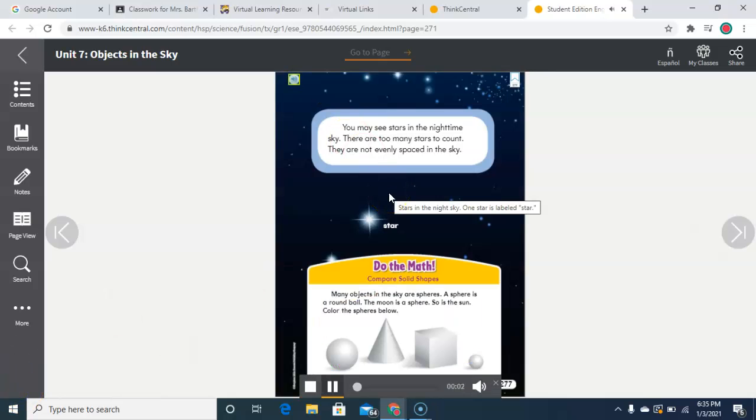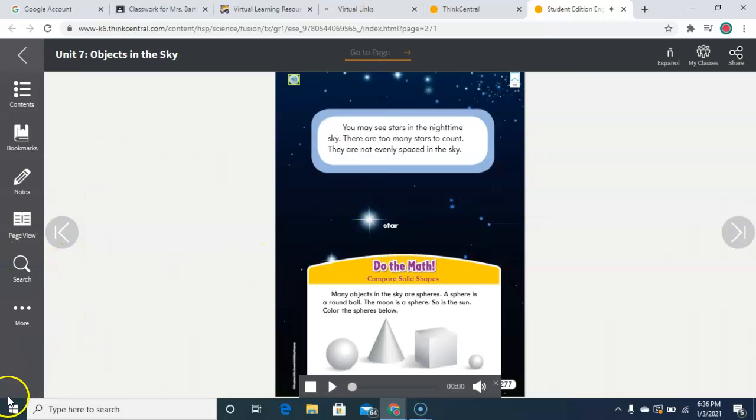You may see stars in the nighttime sky. There are too many stars to count. They are not evenly spaced in the sky. Star. Do the math. Compare solid shapes. Many objects in the sky are spheres. A sphere is a round ball. The moon is a sphere. So is the sun. Color the spheres below.